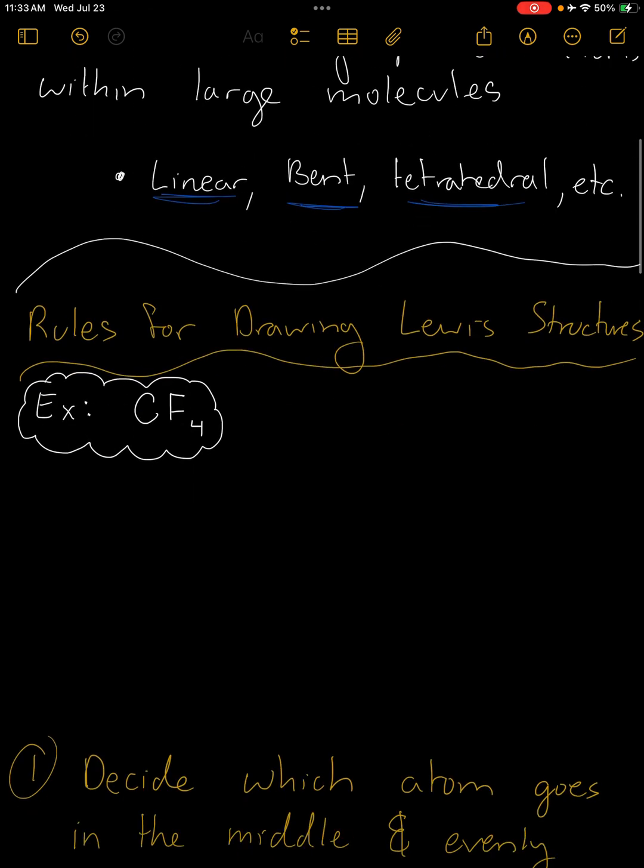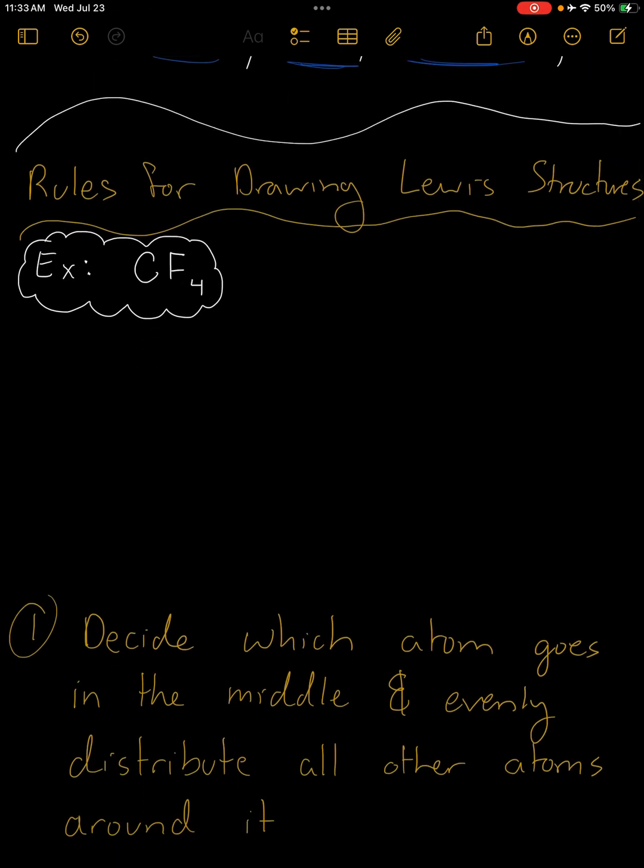The first thing I want you to be able to do, though, is draw Lewis structures. It's going to be super important for this class. It's going to be super important for the AP test, so you absolutely do have to know how to draw Lewis structures. We're going to look at these different steps through the lens of this molecule, CF4.